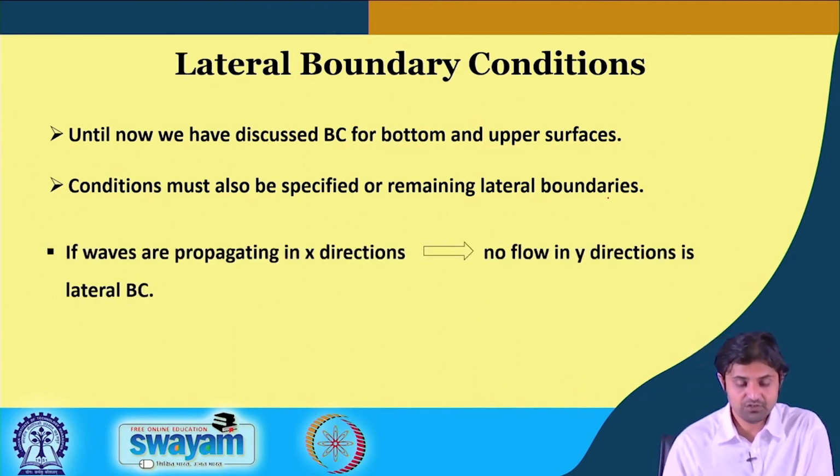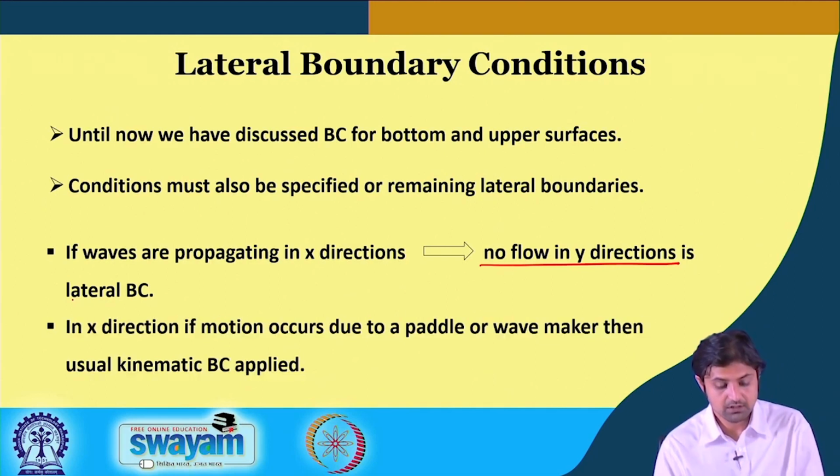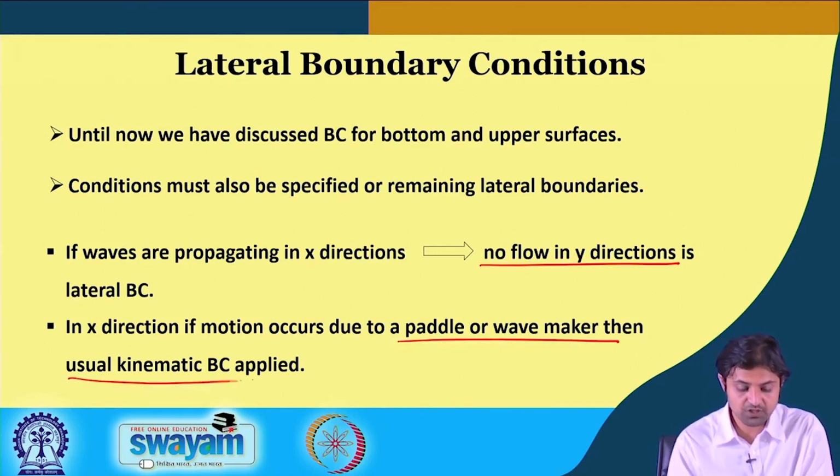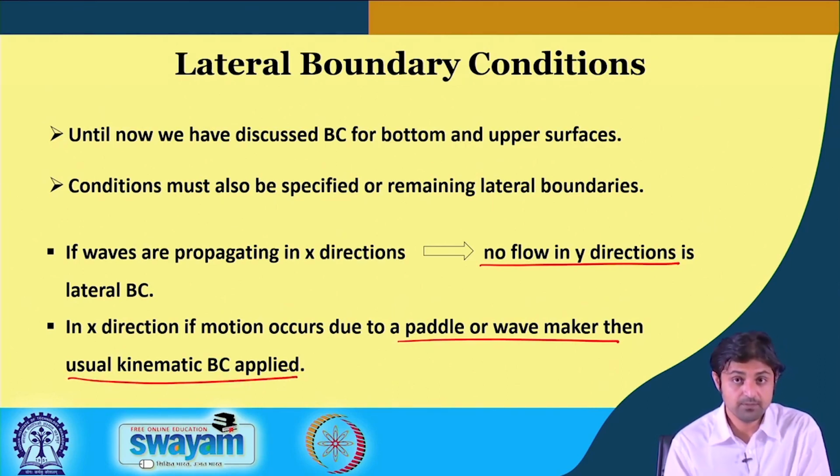So, let us say one of the conditions could be if waves are propagating in x direction. That means, by the sentence itself, there is no flow in y direction. Therefore, no flow in y direction is one lateral boundary condition. In x direction, if motion occurs due to a paddle or the wave maker, then we can apply the usual kinematic boundary condition, all right, on the side.